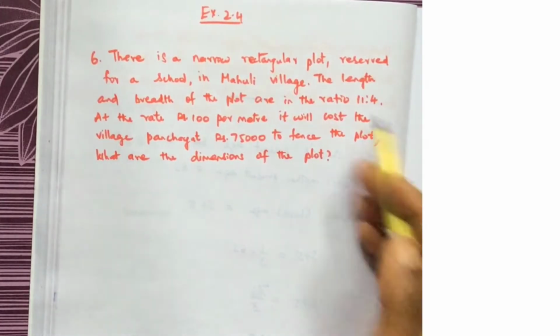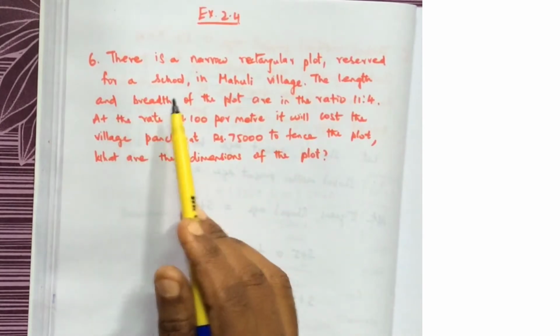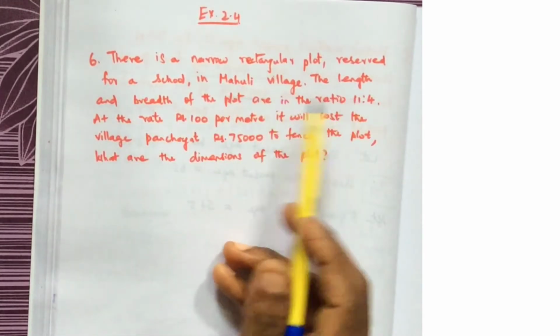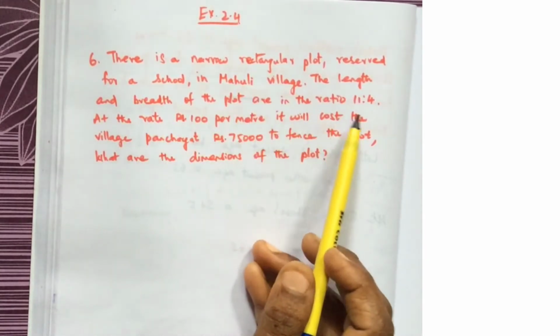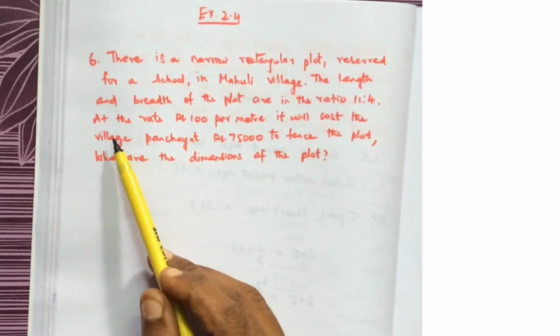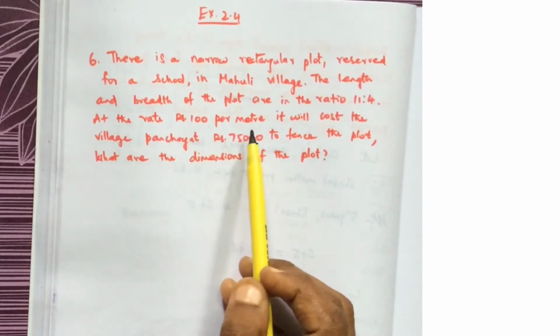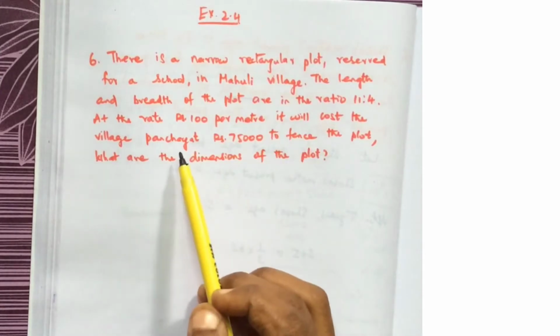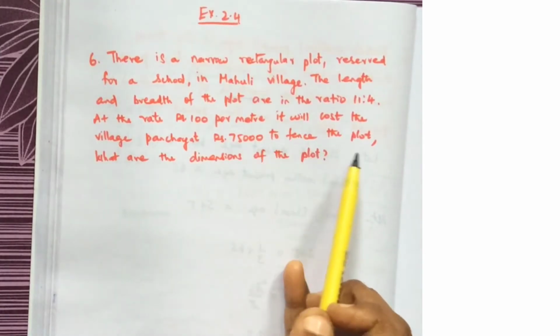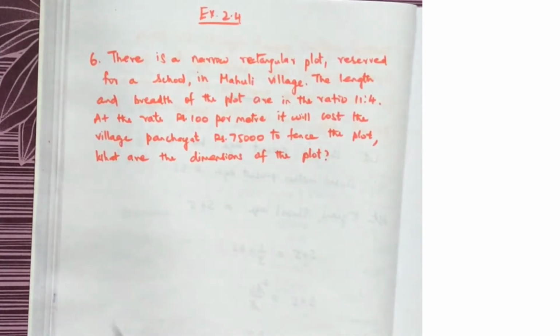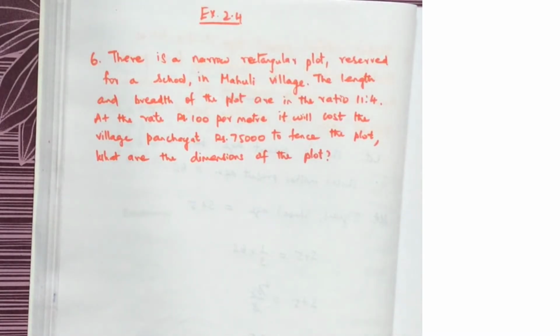There is a narrow rectangular plot reserved for a school in Mahuli village. The length and breadth of the plot are in the ratio 11:4. At the rate of rupees 100 per meter, it will cost the village panchayat rupees 75,000 to fence the plot. What are the dimensions of the plot? So here we have to find the dimensions of this rectangular plot.